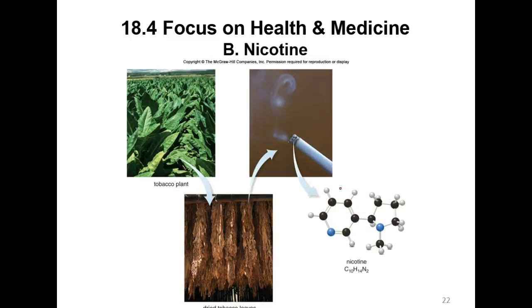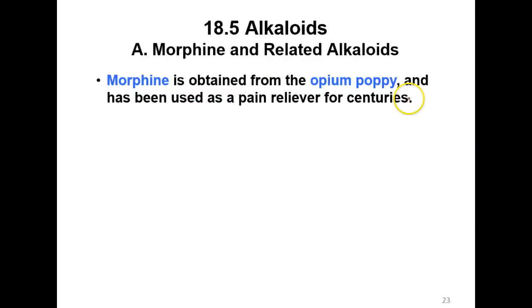All right, let's see. I think this is just kind of showing pictures of how you get nicotine. Here's kind of the plant that they grow, and then they dry it out, and here are kind of the dried leaves, and then eventually it goes into a cigarette.